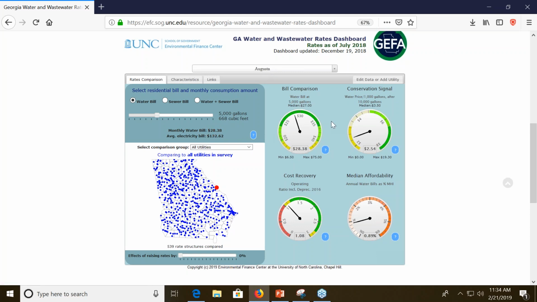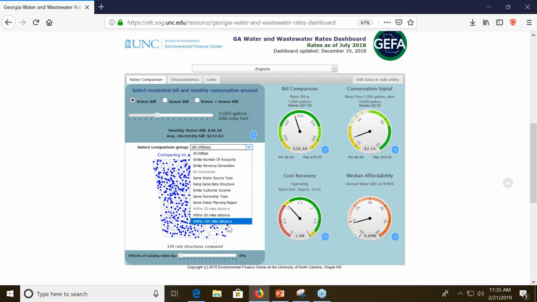All right, so we have Augusta. We're seeing, based on comparing to all utilities, they're in the median, looking pretty good. Conservation signal, not so much, only $2.54. Might not scream out to customers that they need to conserve water. Cost recovery, they are 1.08, so in that yellow section of they're able to make ends meet, including depreciation, which is a good place to be. Maybe they could go a little further if they so need to or so desire. And median affordability, we're on this lighter end of the spectrum here.